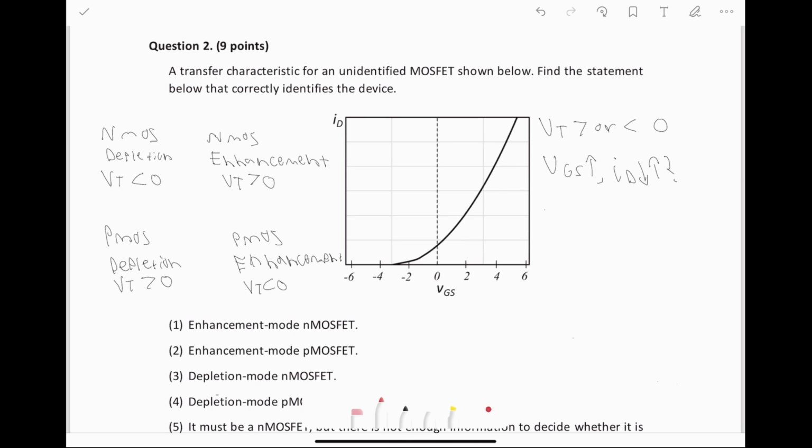And then we can do a similar thing with what happens as VGS goes up. So like we know for NMOS enhancement, the IV curve is going to look like this, right? That's the IV curve. Same with NMOS depletion. But then for PMOS, the IV curve looks like that.